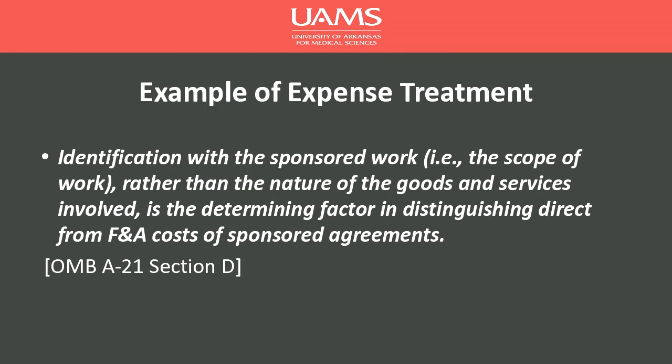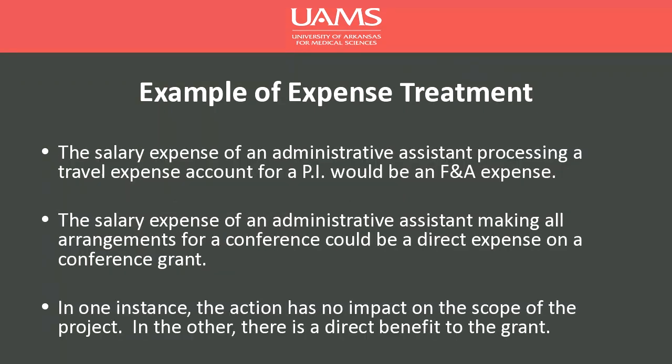This is more of what we were talking about, distinguishing between direct and indirect cost. The salary expense of an administrative assistant processing a travel expense account for a PI, that's F&A. That's not attributable to the grant. That's just something we do normally. Whether we had the grant or not, that executive assistant is going to process that person's travel, so that's not something that can go on the grant. But the salary expense of an administrative assistant making all the arrangements for a conference could be a direct expense on a conference grant. So those are some of the nuances.